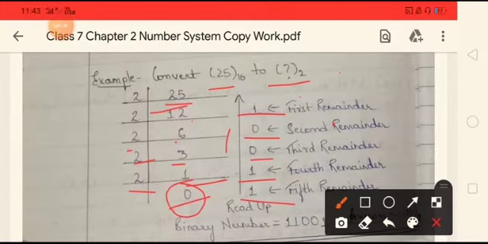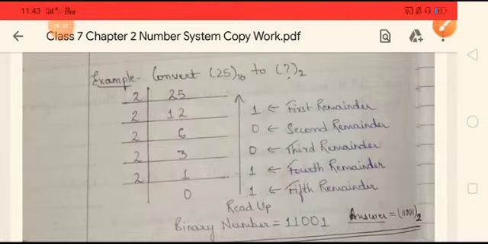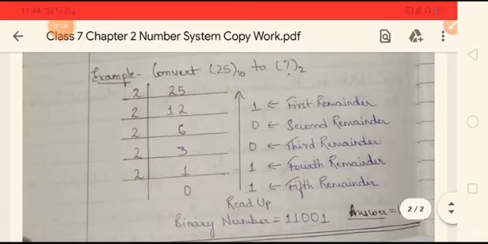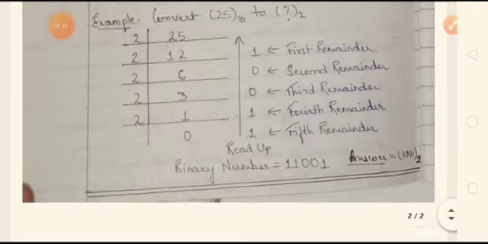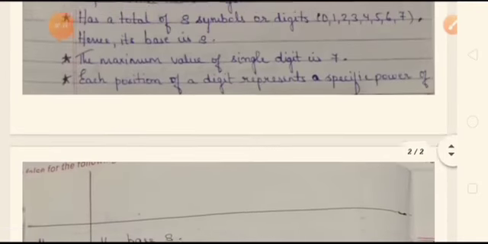We stop the process here, and we read the remainders in reverse order to obtain the number. So the answer will be 1 1 0 0 1. This was the method to convert a number of any base to a number of any particular base. Here we gave the example of converting decimal to binary. I hope the conversion process and the question answers are clear to you.